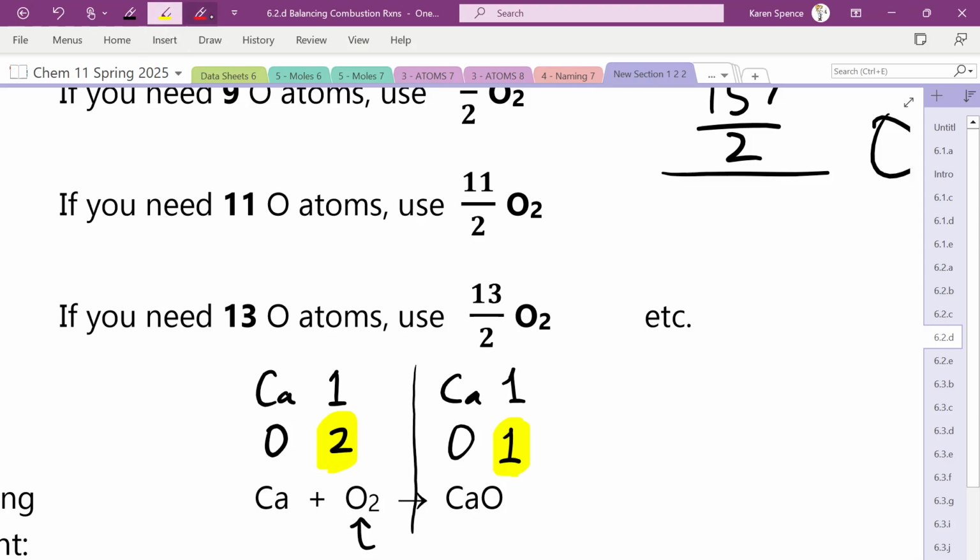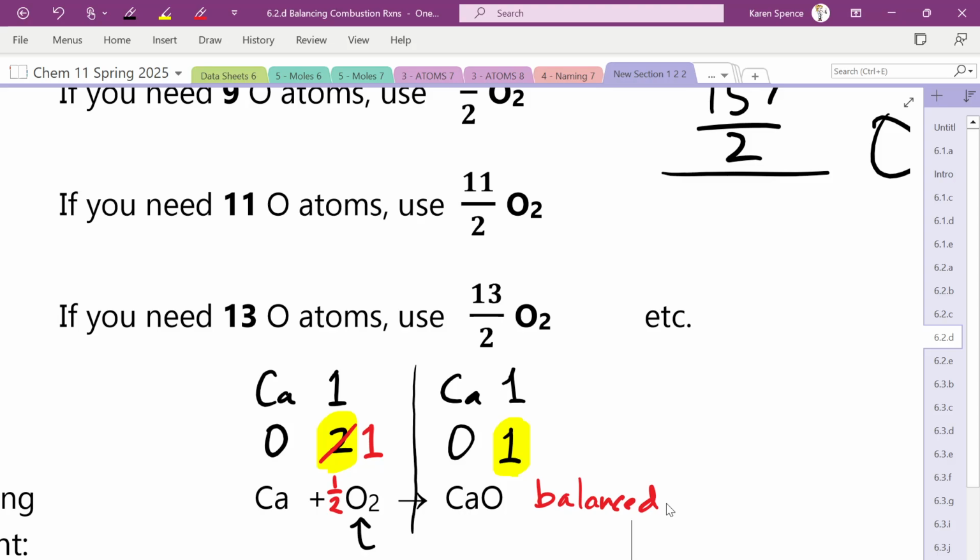I could put 1 over 2 here, and that would change my 2 to a 1. Now this thing is balanced. However, we don't like to leave things with halves in them. How do you make a half into a whole number? You have to multiply it by something. You have to multiply it by 2.